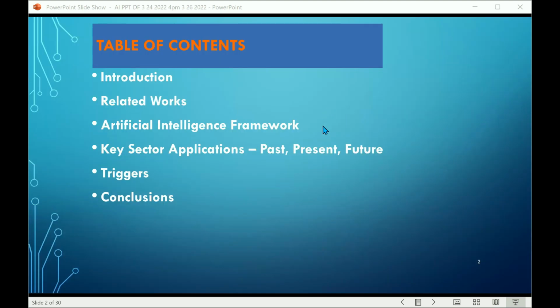Okay, our table of contents: introduction, related works, artificial intelligence framework, key sector applications, and we're going to talk about the past, present, and future, and the triggers, and then there will be a conclusion.